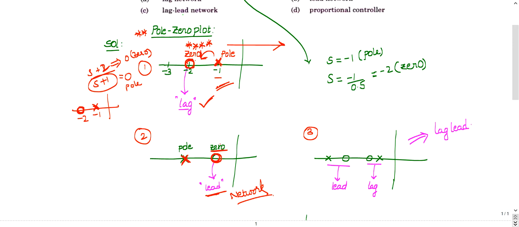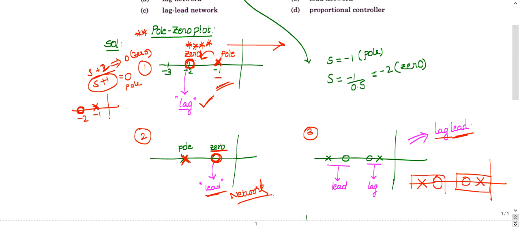So how to plot a lag lead network: lag means first you plot lag anywhere on the number line. Lag means 0 is lagging, pole is leading. Then lead means you don't plot to the right of this graph, you plot to the left of this graph, just like the language of Arabic or Urdu. So I am plotting lead just to the left-hand side of this plot. This is already plotted; to this plot I am plotting left. Remember that point. So lead means 0 is leading, pole is lagging.